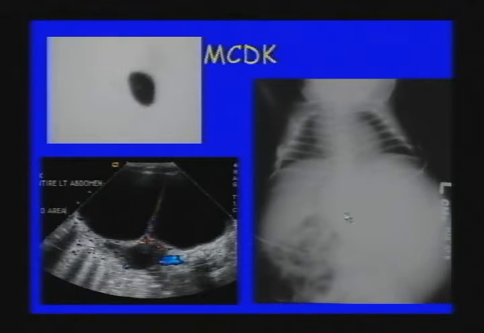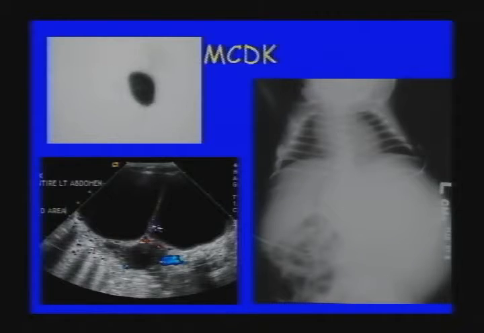Here's a multicystic dysplastic kidney. You can see a big mass displacing bowel to the right. It's a general rule in a baby that masses that are outside of bowel origin will push the bowel around but will not obstruct it. If you see a bowel obstruction, then you think of a bowel origin mass.